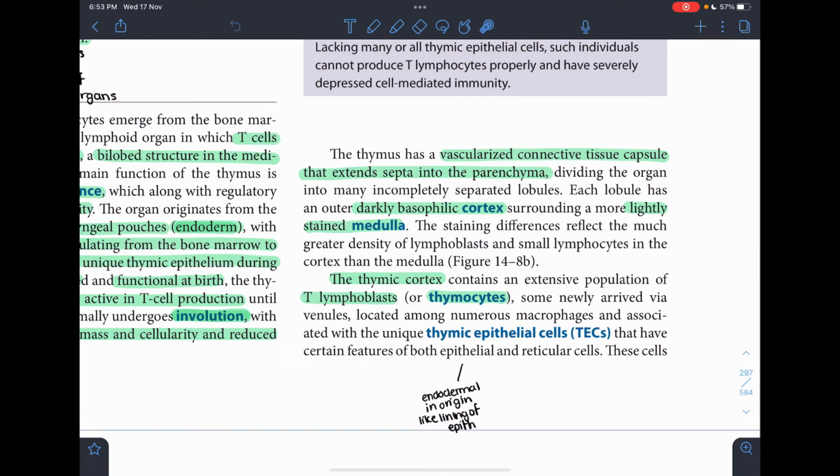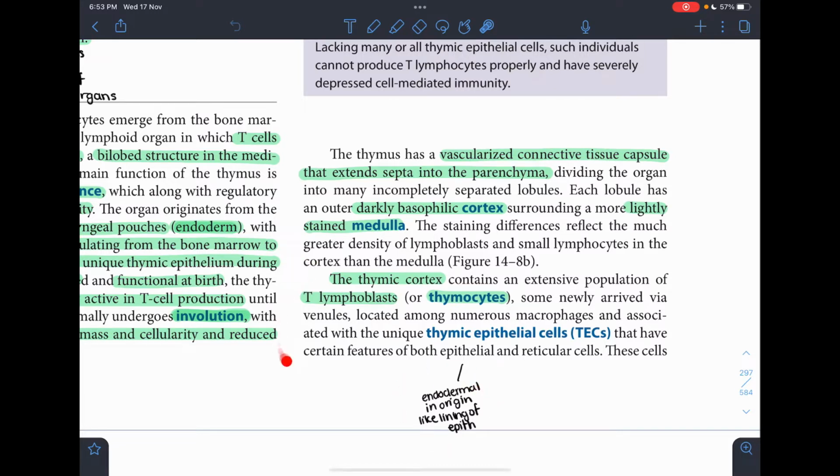So, the thymic cortex contains an extensive population of T lymphoblasts or thymocytes, some newly arrived via venules located among numerous macrophages and associated with the unique thymic epithelial cells, اللي هم TECs, that have certain features of both epithelial and reticular cells. So عندهم both features of the epithelial and reticular cells. نفس مثلا الepithelial انه عندهم endoderm نفس ما حكينا قبل شوي, they're endodermal in origin, نفس lining of the epithelium.